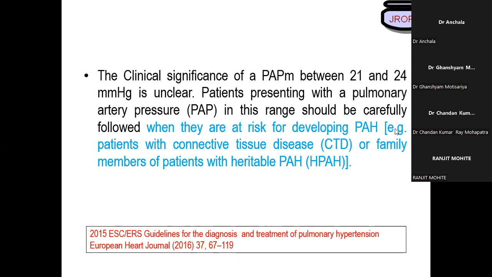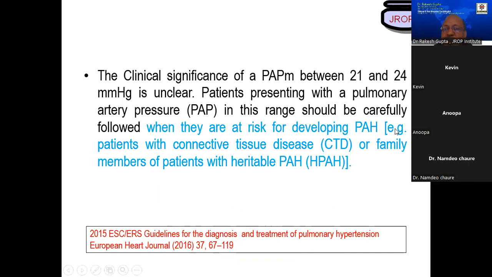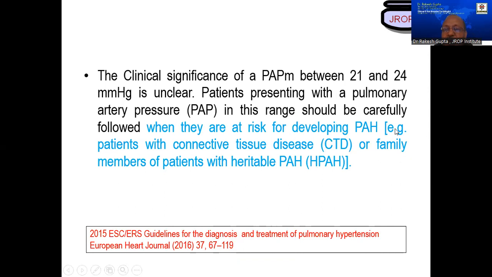Talking about the gap between 20 and 25, that is what they have been talking about. What is this gap of 20 to 25? Patients presenting with pulmonary artery pressure in this range should be carefully followed when they are at risk of developing pulmonary artery hypertension, that is, connective tissue disorder or family history of heritable pulmonary artery pressures.